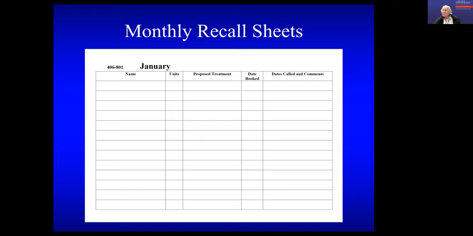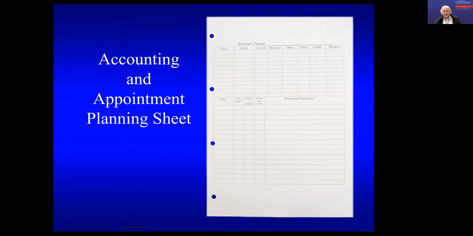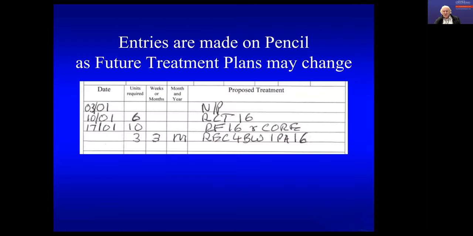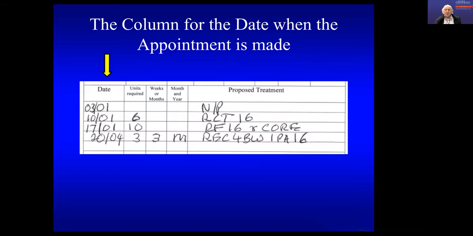So some patients will book 6 months ahead, but they need to be confirmed. And others need to be called in about 5 months' time to book the appointment. So those sheets are put into the recall book. So on this sheet here, you might put 3 units in 3 months' time, REC for recall, 4BW, 4 bite wings, and 1 periapical on 1/6. And then if the appointment is booked, then the date is put in on the left there.